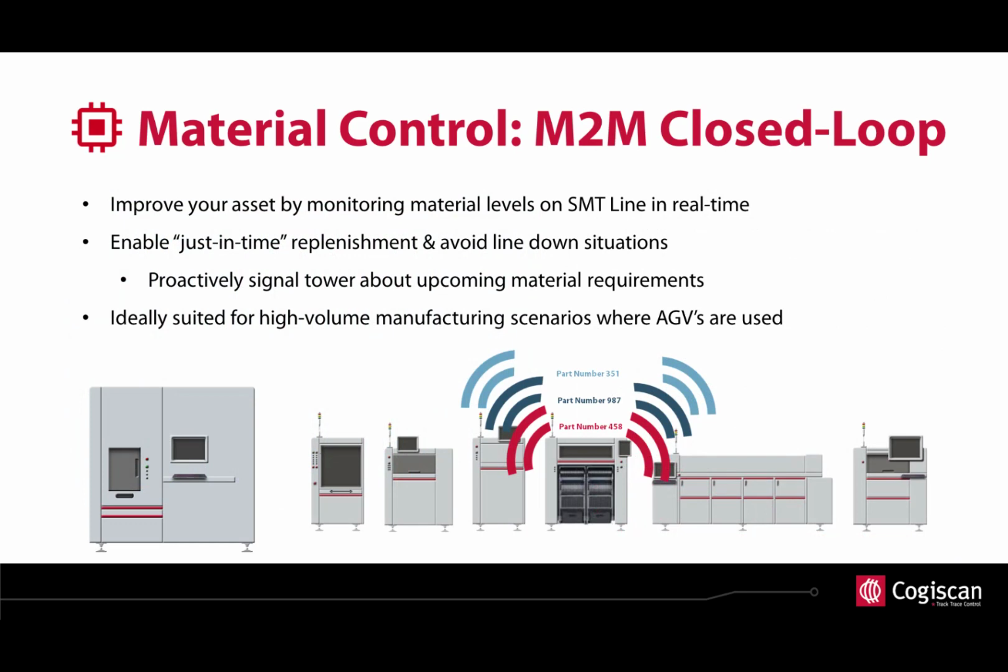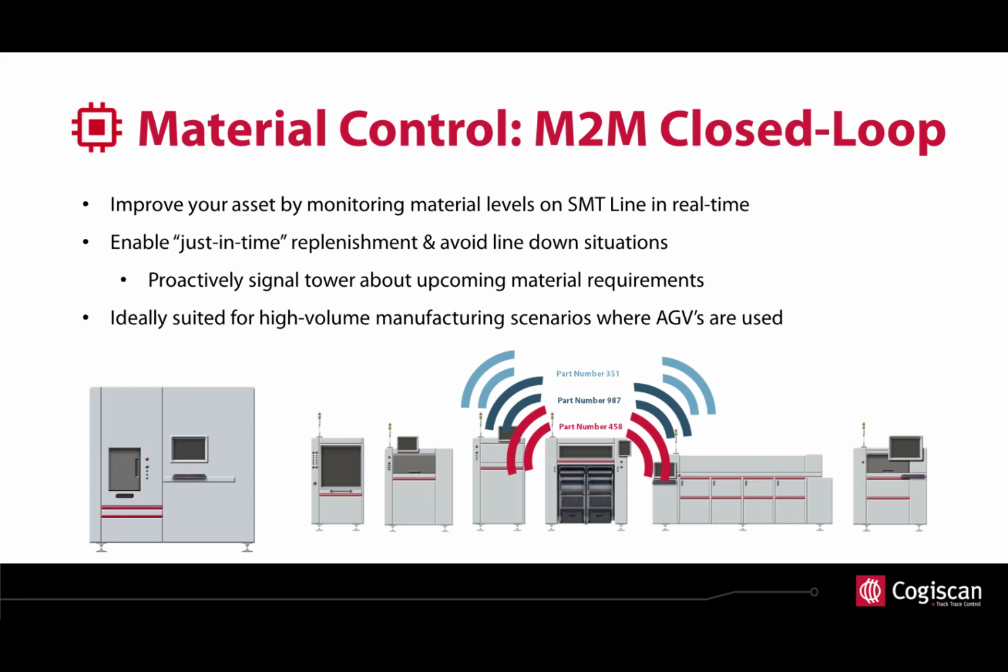And to take this one step further, this connectivity and material data synchronization can be used to add value using closed-loop machine-to-machine communication between material storage towers and placement machines. So the way this works is Cogiscan is monitoring the quantities of all the material in use on the placement machines in real time. The Cogiscan platform also knows which material is available in which storage towers, and so when parts are running low on the placement machine, Cogiscan can automatically send a material request to the appropriate tower containing that part and trigger the tower to dispense the correct reels for replenishment.